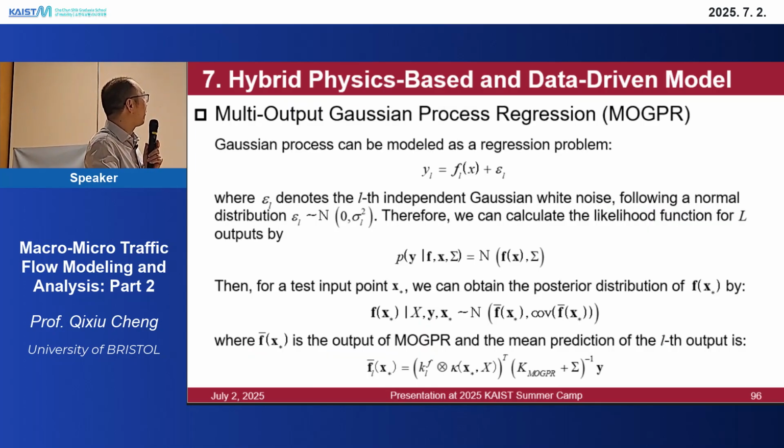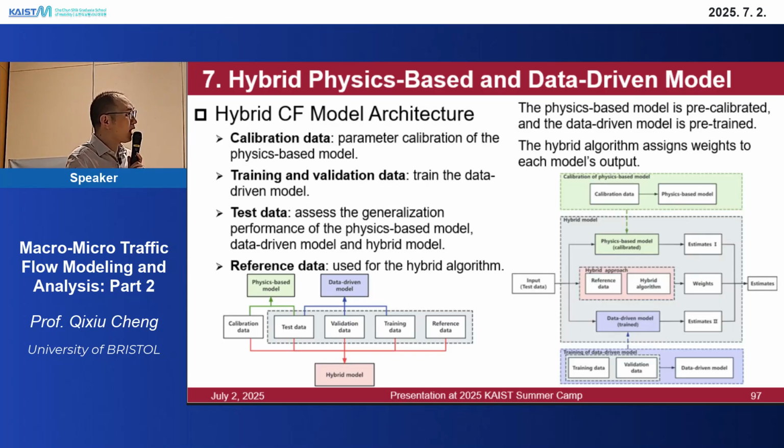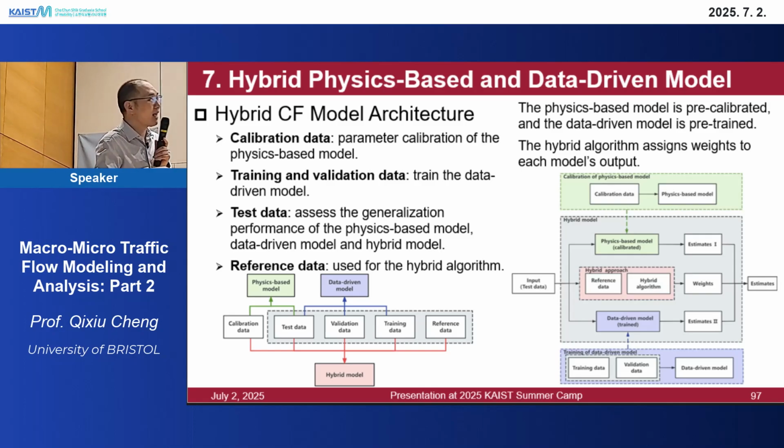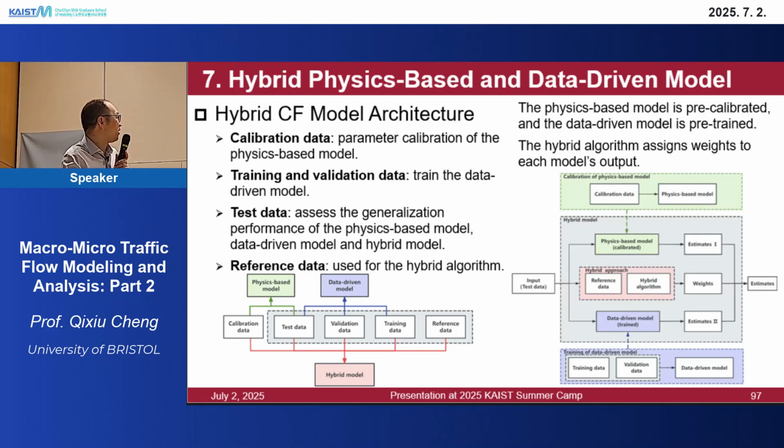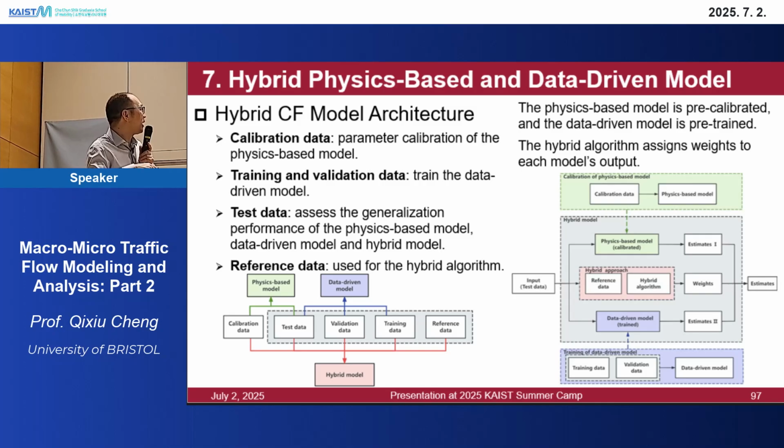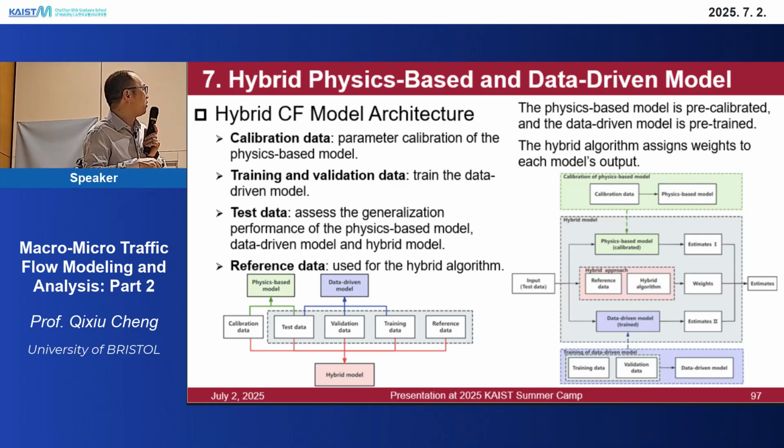I will not go into the details of this MOGPR, but I want to highlight how we deal with the hybrid model architecture, because the physics model can be changed and the data-driven model can be changed to different models, but the framework is here. In this framework, we have the data set divided into 5 different smaller data sets: calibration data set, training data set, validation data set, test data set, and reference data set.